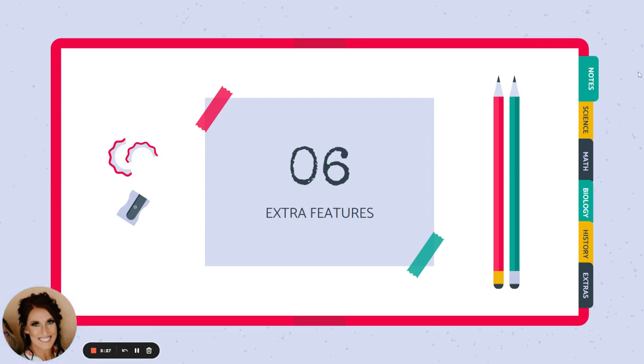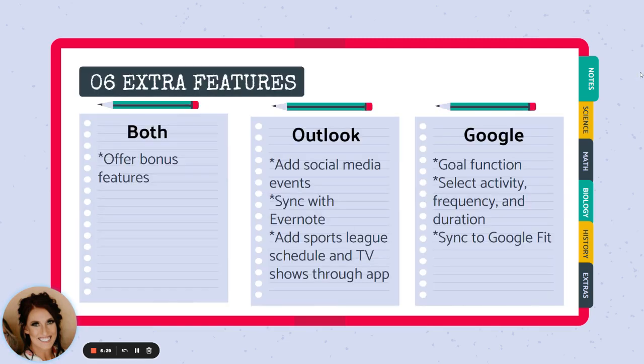And then finally, number 6 is the extra features. So both of them do offer bonus features. Through Outlook, you can add social media events, which is very cool. So you can add stuff through Facebook, Instagram. You can sync with Evernote. And then you can also add sports league schedules, TV shows, movie times, etc.